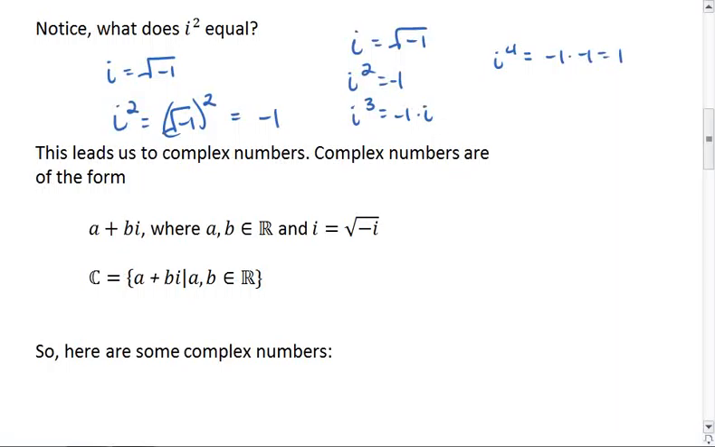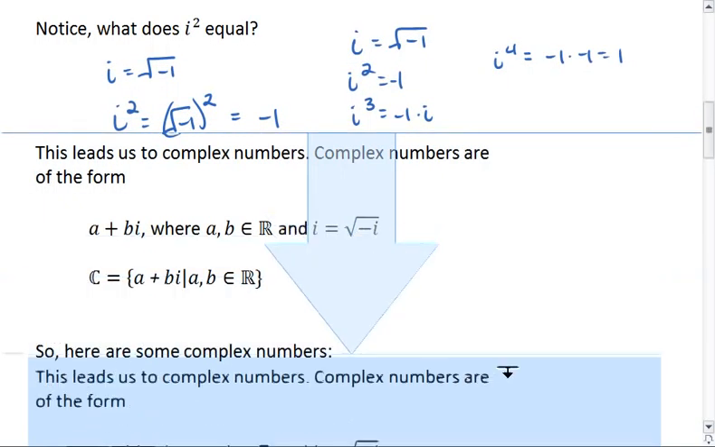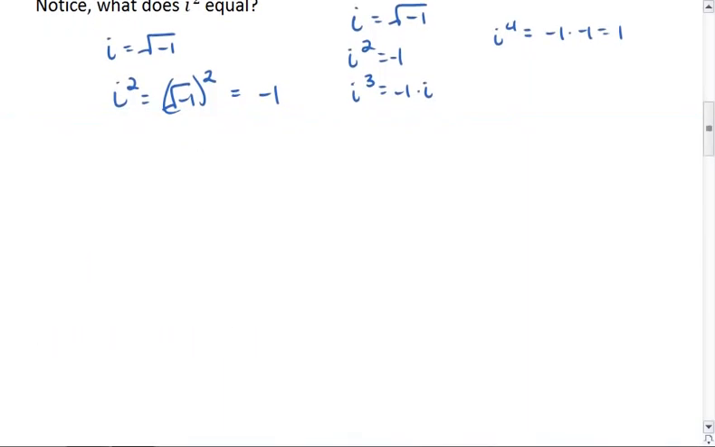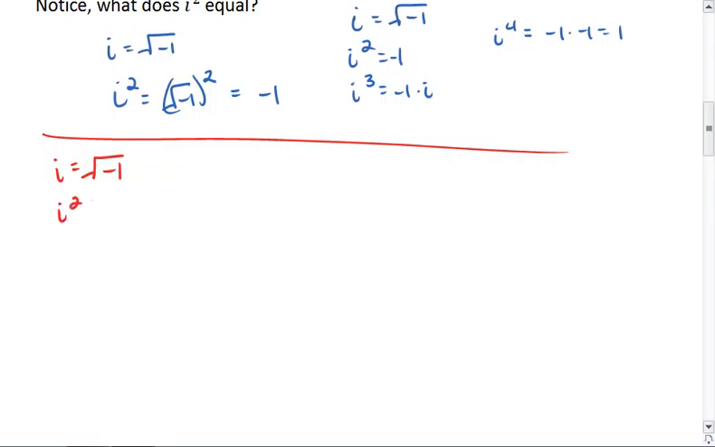Now, watch what pattern we see if we continue this. Okay, so we have i equals the square root of -1. i squared is the square root of -1 times the square root of -1, which is -1. i cubed is i squared times i, so that's negative square root of -1, or negative i.